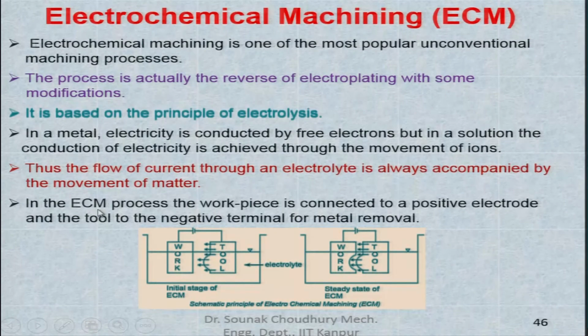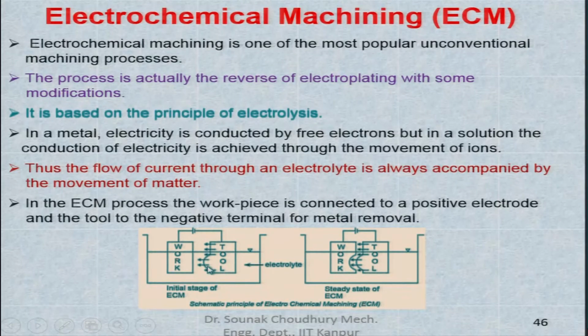In the electrochemical machining process, the workpiece is connected to the positive electrode and the tool to the negative. So in this schematic diagram, we have the tool here and the work here, the tool has been made negative and the work has been made positive, you can see from this.